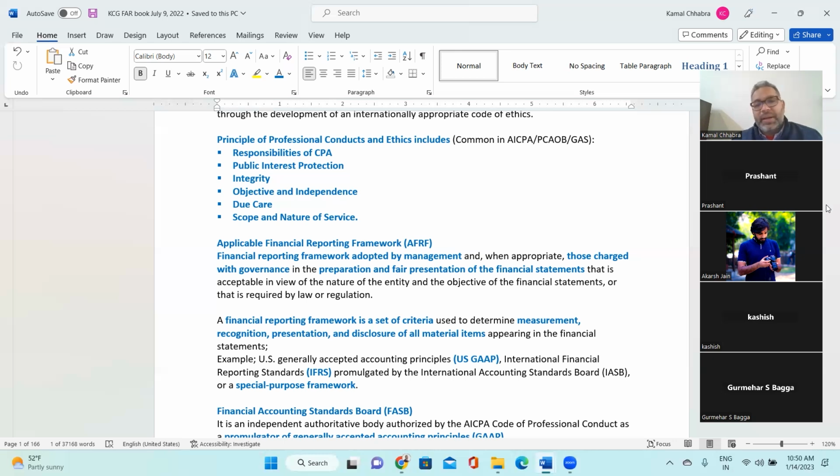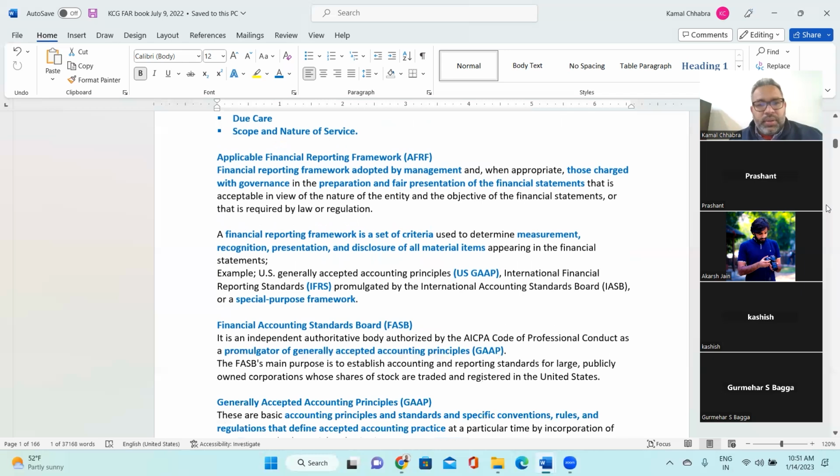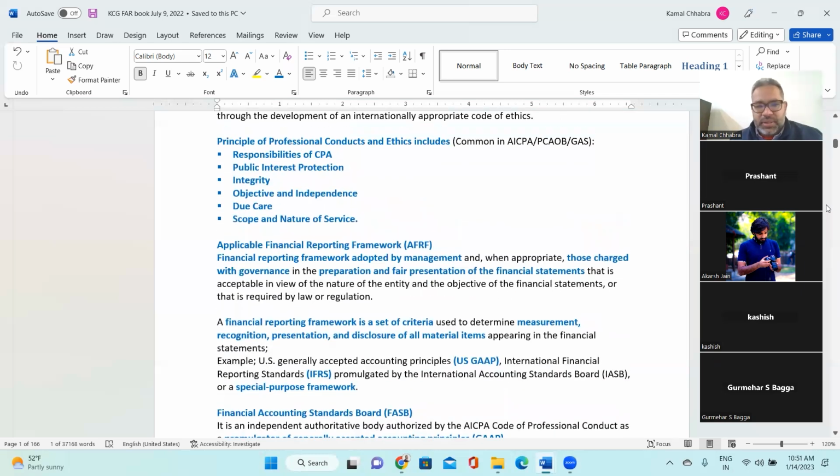Next one is scope and nature of service. So that also needs to be appropriately defined before starting any work. So scope and the nature of service need to be properly defined and must be in writing. So this is about the principles of professional conduct and ethics.